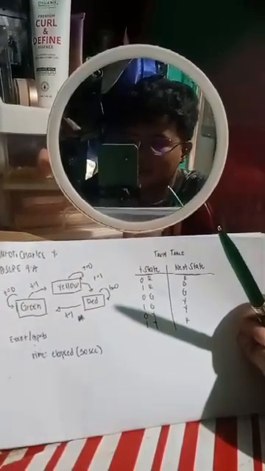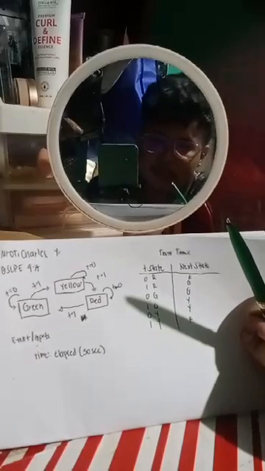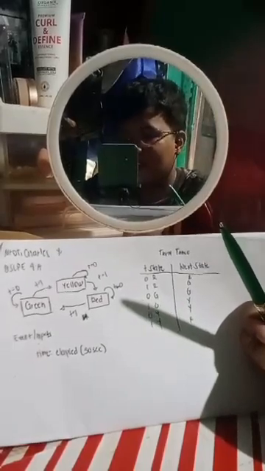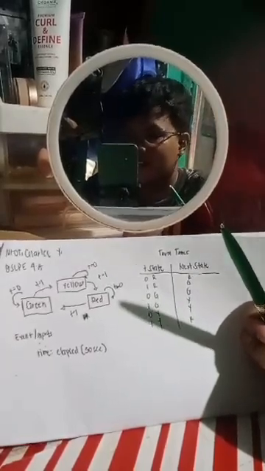That's all. That is my example of a finite state machine, which is the traffic light.